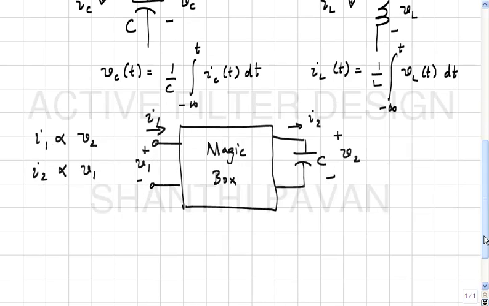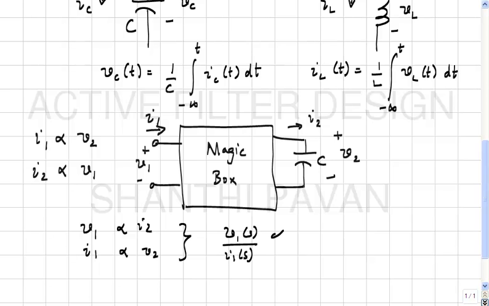You understand? V1 is proportional to I2, I1 is proportional to V2. This implies that V1 of S by I1 of S is proportional to I2 of S by V2 of S. And what is I2 of S by V2 of S? It's the admittance of the capacitor, which is S times C.